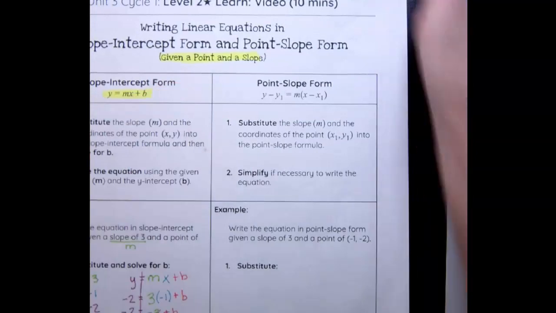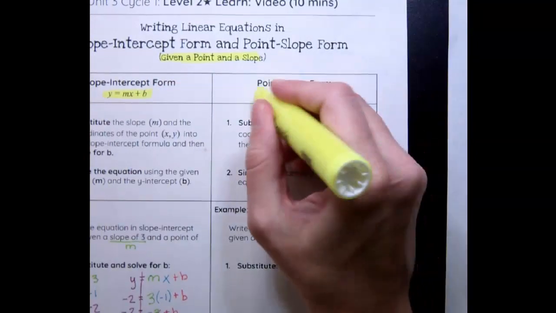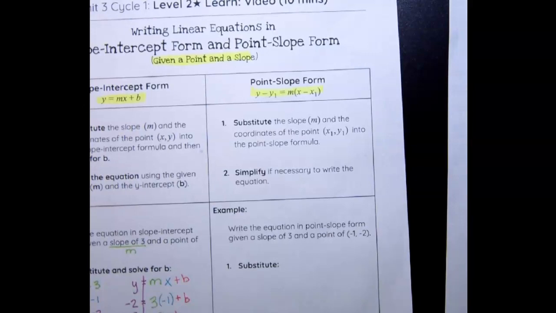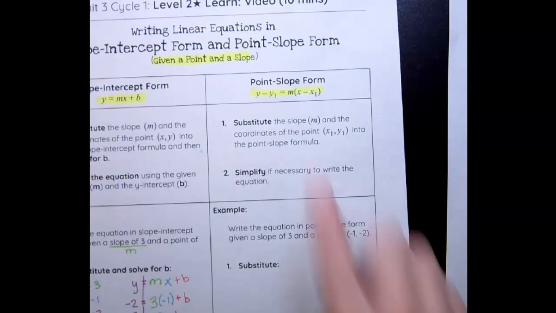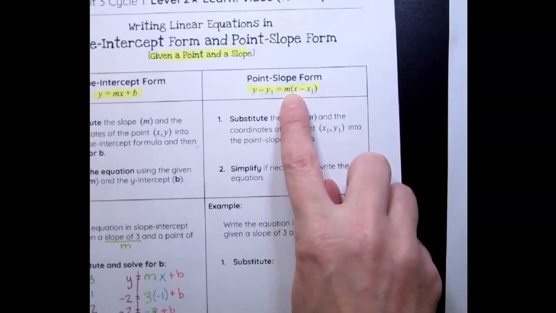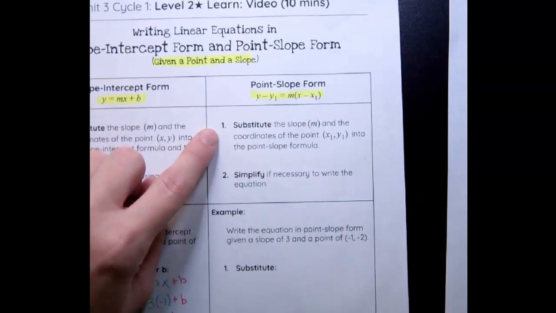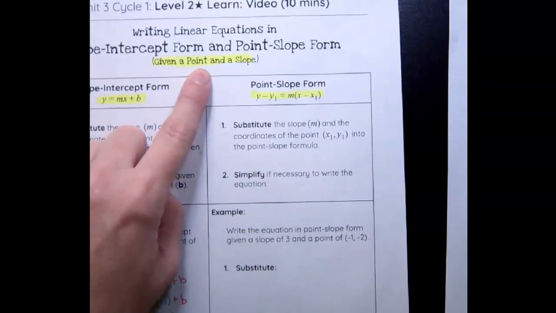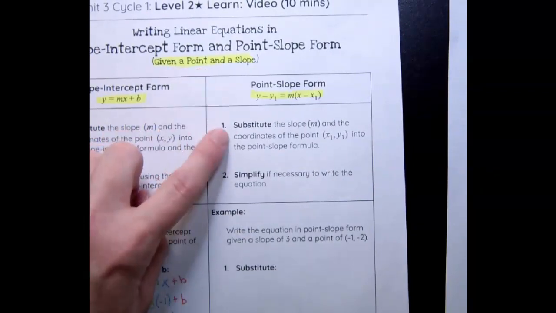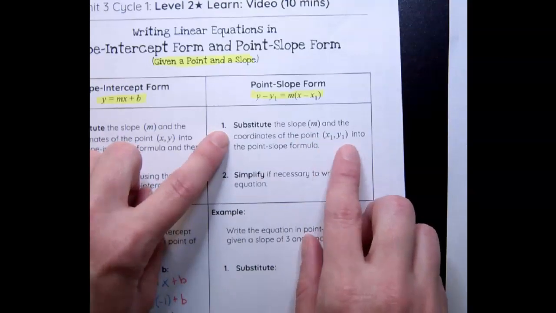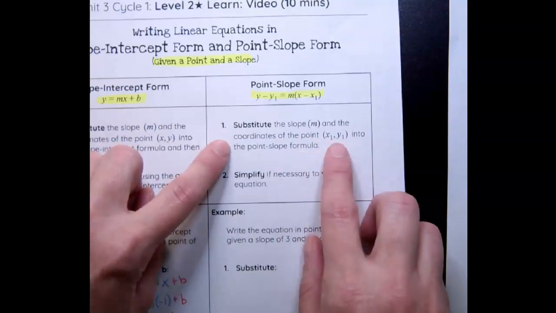So first of all, the equation: y minus y1 equals m times x minus x1. All right? So we already know that m is the slope. That should be pretty straightforward right there. But in order to write the equation in point-slope form, when you're given a point and a slope, the first step you have to do is substitute the slope in, and then also substitute the x1, y1 point into the point-slope formula.